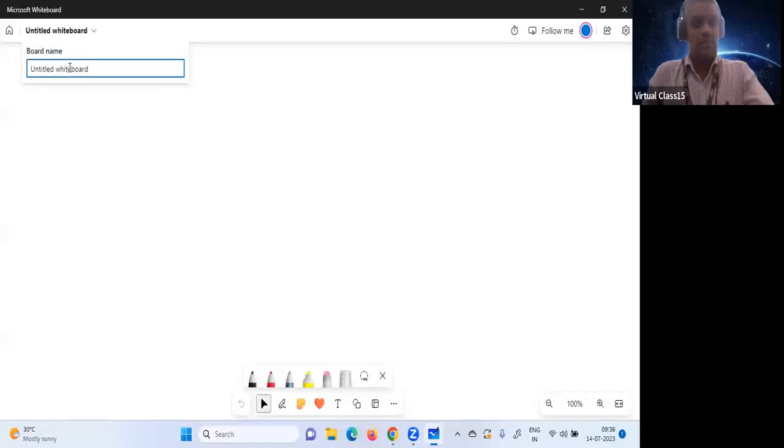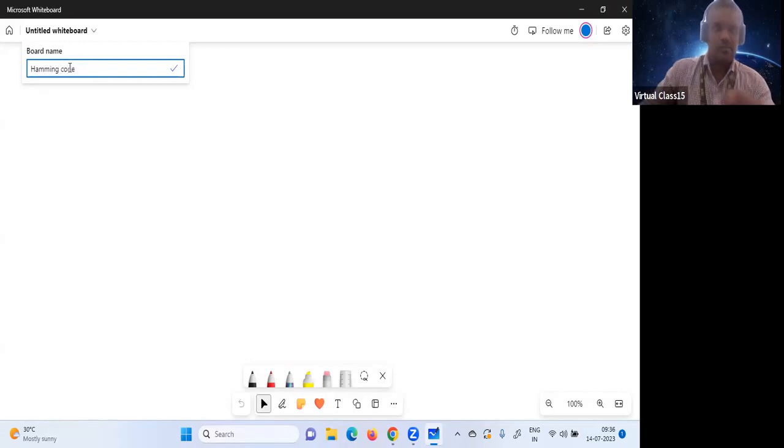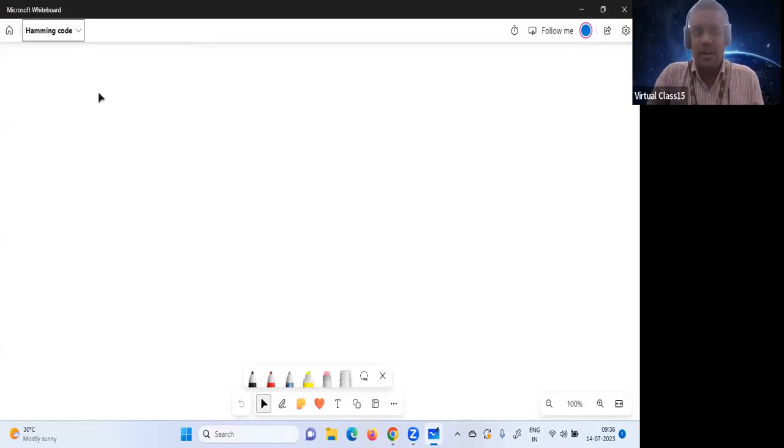Can you recall the name of the error correction mechanism you have studied in computer networks? Anyone can recall the name of the error correction mechanism? Yes, pardon. Louder, please. So Hamming code. Hamming code is the error correction mechanism, right? So we'll try to understand now.